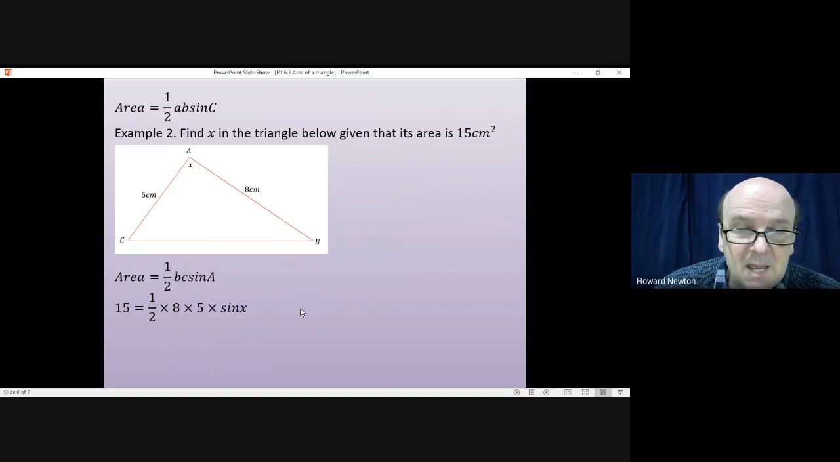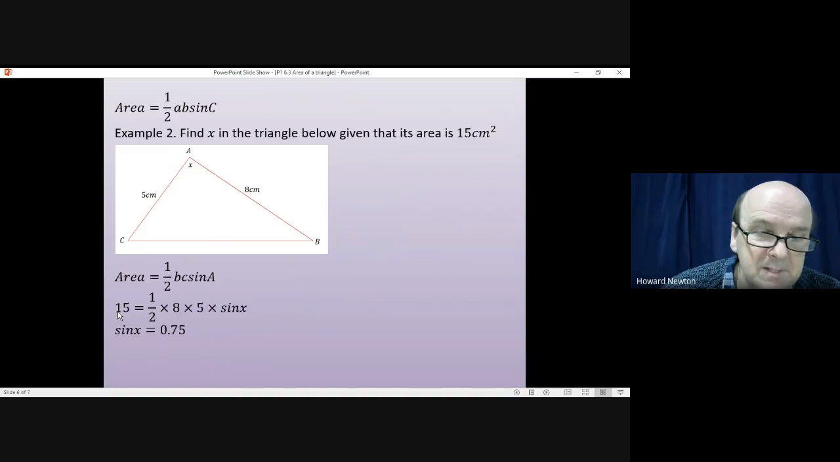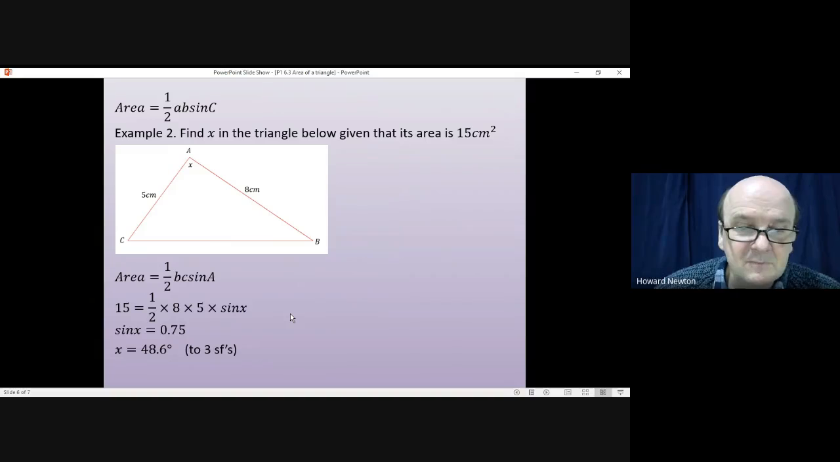A half times 8 times 5 gives us a half of 40, which is 20. Then 15 divided by 20 gives you sine x. 15 divided by 20 is 3/4, so sine x is 0.75. Inverse sine of that gives us 48.6 degrees to 3 significant figures.